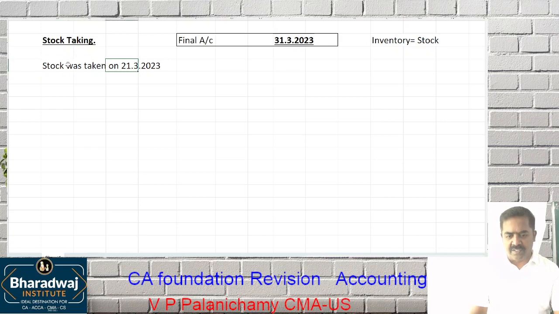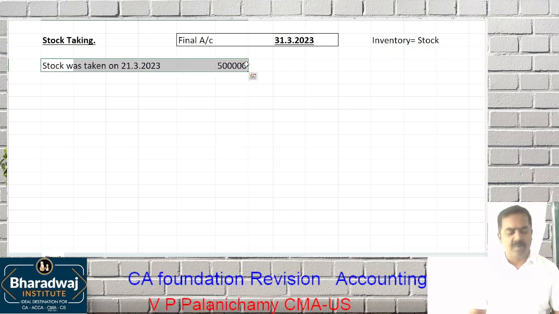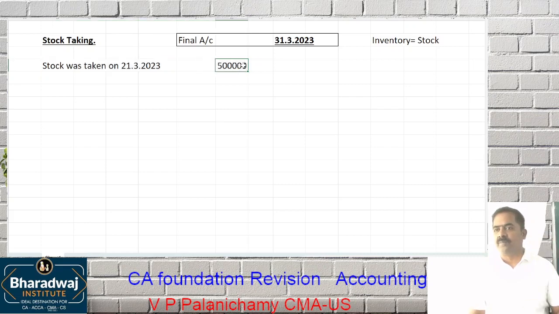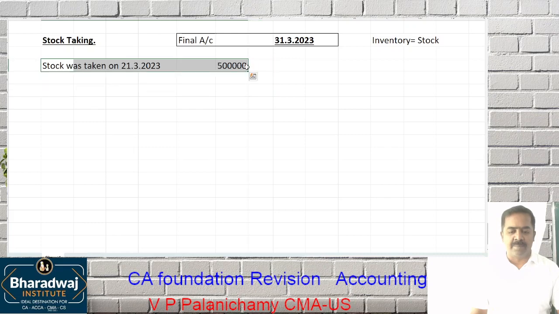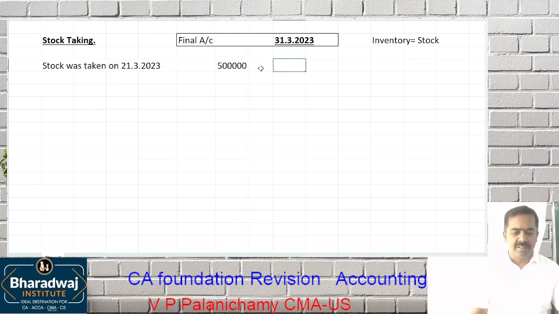on 21st March 2013. The value of the stock is 5 lakhs. About 9 days before, there was a holiday, and that time you have taken the stock. The value of the stock is 5 lakhs. Can you take this stock for the balance sheet on 31st March? We are not able to take the stock on 31st March because it's a working day. I cannot close business and take the stock on that day. So I've taken the stock on a prior date. Is this value at a later date or prior date? Prior date.